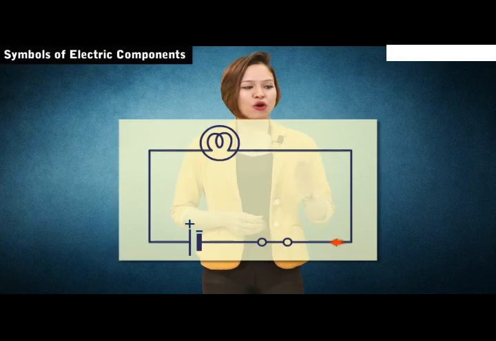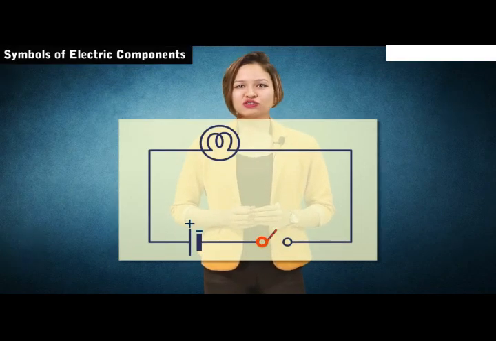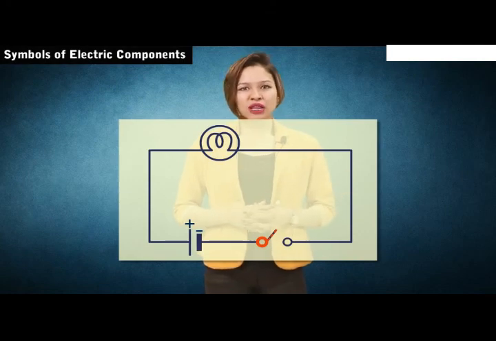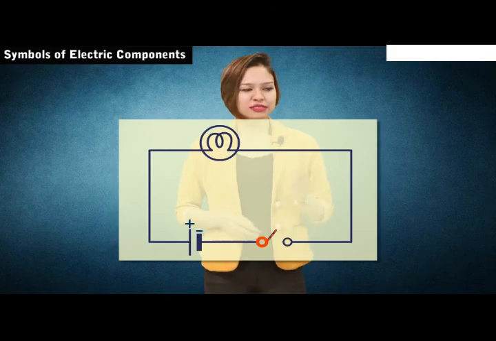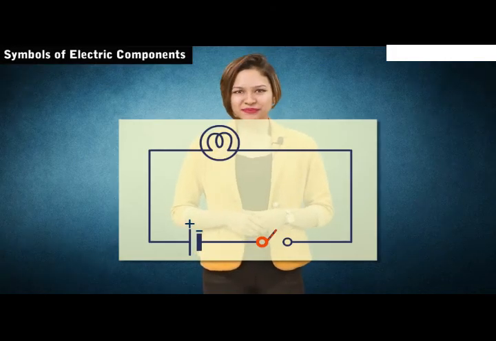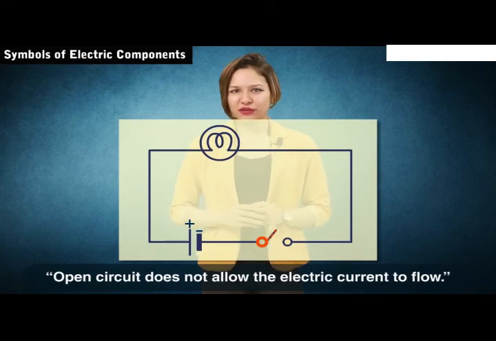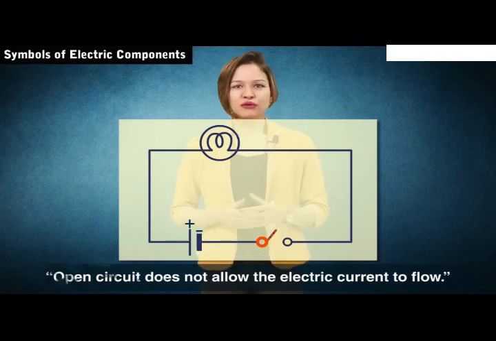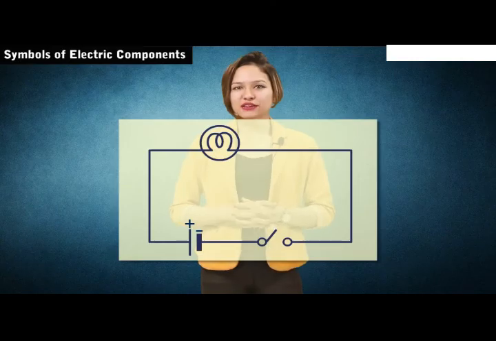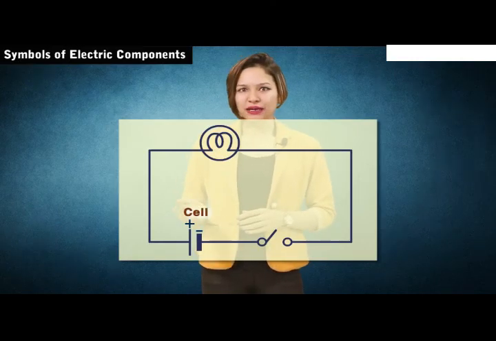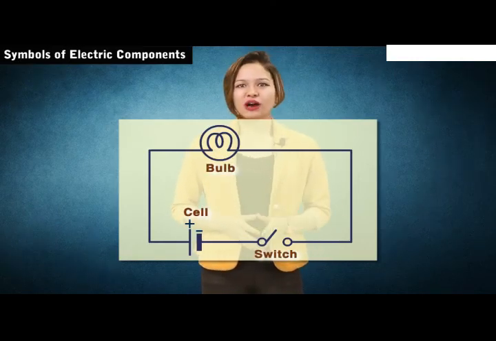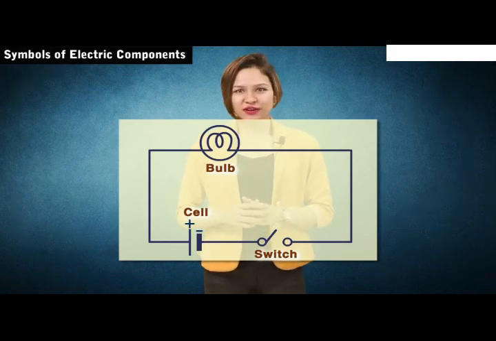While when the switch is in the off position, the line touches only one dot and it forms an open circuit, which restricts the flow of electric current because the path is broken or incomplete. Thus, an open circuit does not allow the electric current to flow. So, this is how different electric components such as cell, bulb, and switch are represented in an electric circuit.